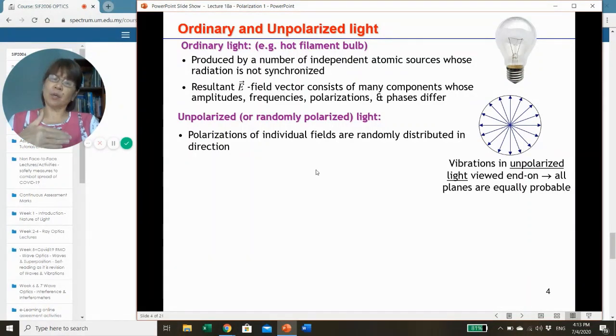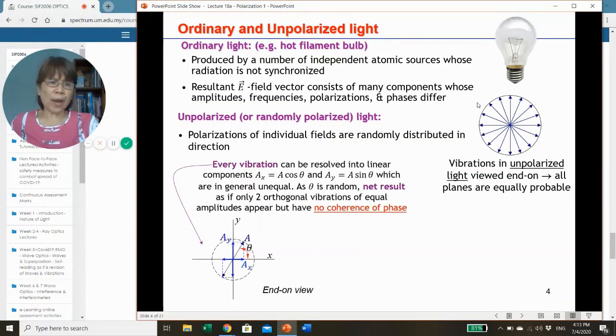So therefore, we then talk about unpolarized light, or we can say it's randomly polarized. You'll find that the polarization of the individual fields are randomly distributed. So in actual fact, it is unpolarized. If you look at this, it can be one polarization, this can be another polarization, but they are all randomly distributed. But for each one of these polarizations, we can extract just one of them, and we can resolve it into components.